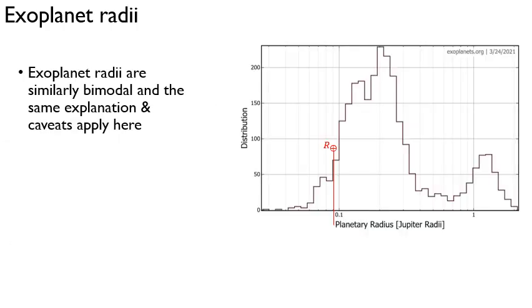When you look at exoplanet radii, you have the same story and the same caveats. So the distribution versus the radii. You have many that are a bit larger than Jupiter, and many that are a bit larger than the Earth, and there's not a lot in between. And this can be explained with the same things that we just talked about, so I won't repeat it.